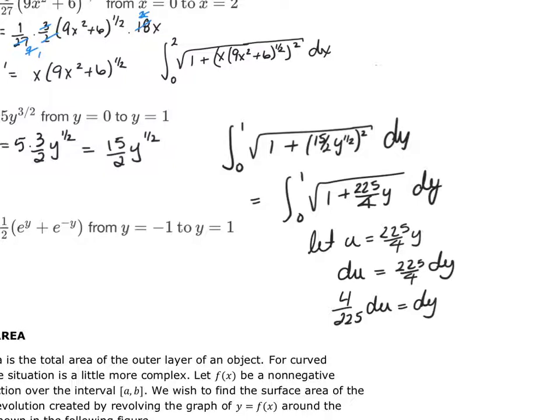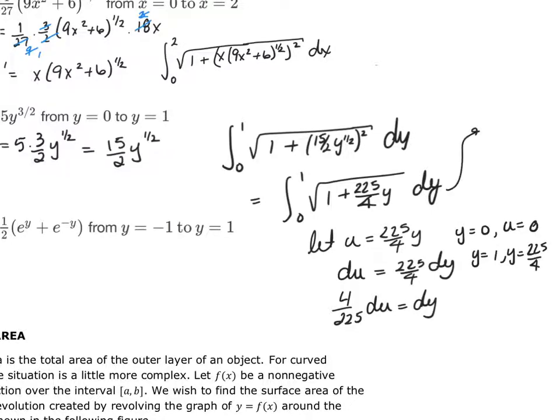And since I have changed my variable to a u, I do need to change my limits of integration. So I do need to change this 0 and I need to change this 1. So I'm going to change that when y is equal to 0, u is equal to 225 over 4, or excuse me, it equals 0. And then when y is equal to 1, u is equal to 225 over 4.